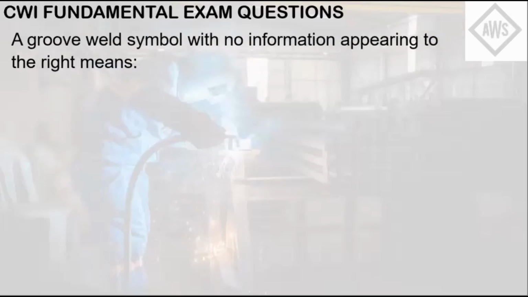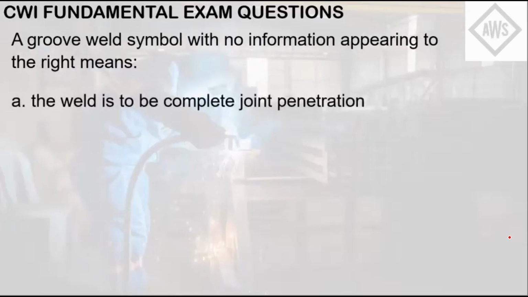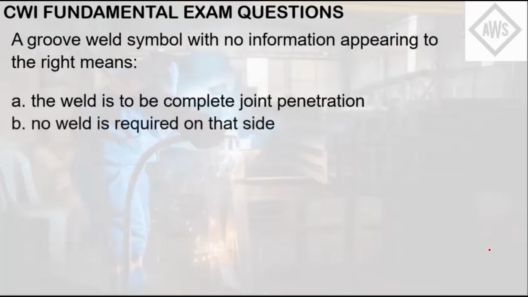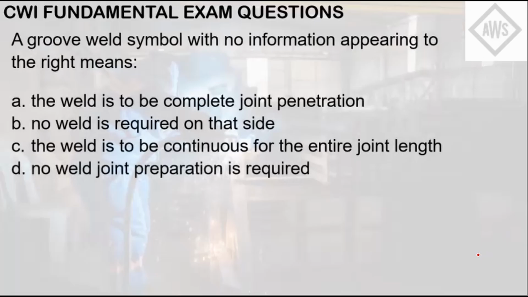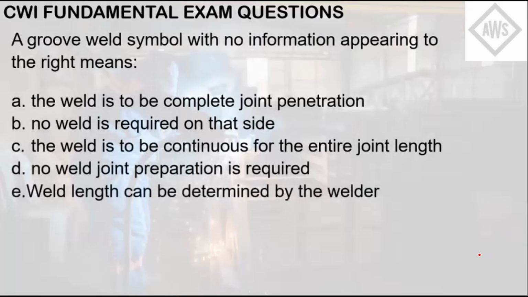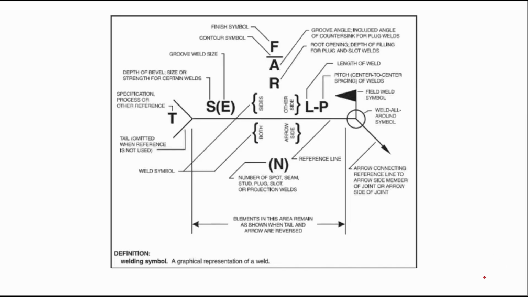A groove weld symbol with no information appearing to the right means: letter A, the weld is to be completed. The weld is to be a complete joint penetration. Letter B, no weld is required on that side. Letter C, the weld is to be continuous for the entire joint length. Letter D, no weld joint preparation is required. Letter E, weld length can be determined by the welder. So it is best to answer this question by showing this figure. As you can see here, the weld symbol is right up in the center here.